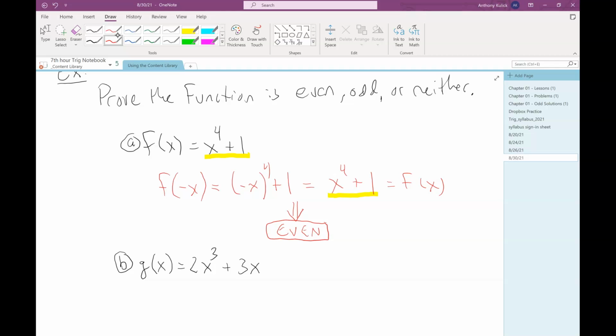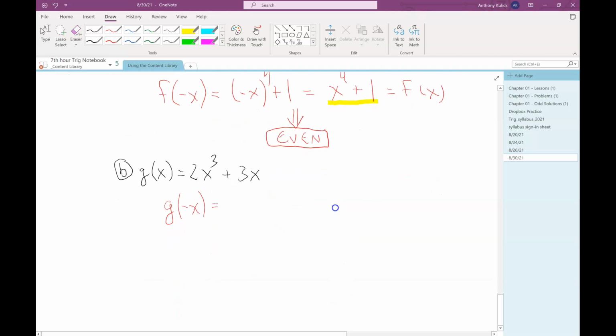Okay, so this one I have g of x equals 2x to the 3rd plus 3. We'll start it just like the other one by doing g of negative x. And just like the previous one, what does g of negative x mean? It means I'm going to plug negative x in for x in all the places. Everybody good with what I did there? Okay. So let's simplify now.